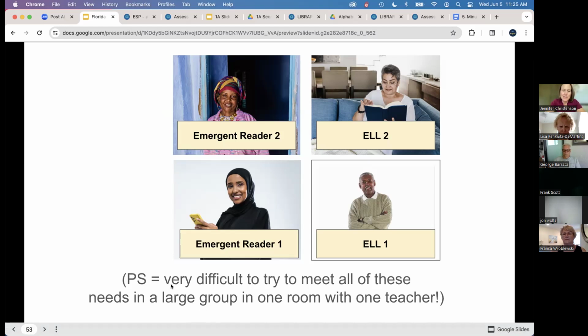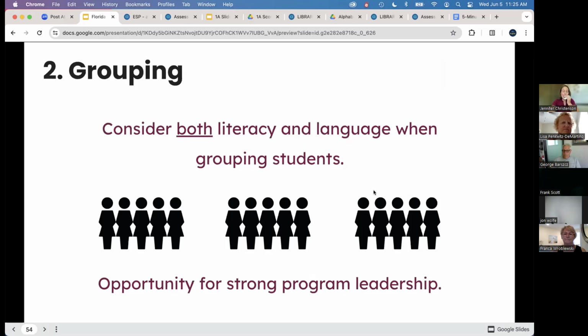Last thought is, it's very difficult to try to meet all of these needs in a large group in one room with one teacher. So if you have this type of student and this type of student and this type of student and this type of student, and it's just you, just one teacher in the room, it's hard to keep students happy, and it's really hard to be happy as a teacher. Like, it's really hard to do that well. So that's why I'm asking you to really think about both literacy and language when you're grouping students.